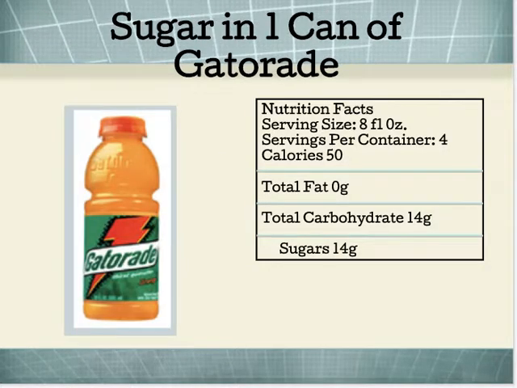Now again on this one, on our Gatorade, we have 14 grams of sugar. That's not so bad, but there's a container size. The serving size is 4. So times 14 by 4 to get 56, and divide that by 4 to get 14 teaspoons of sugar.